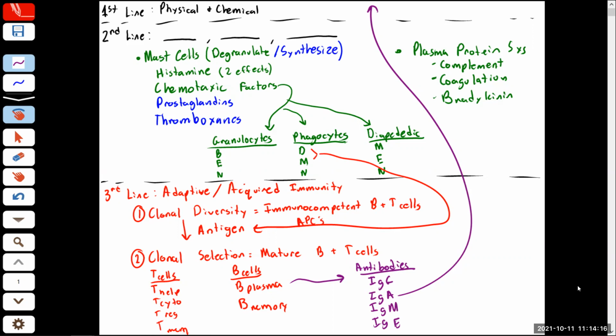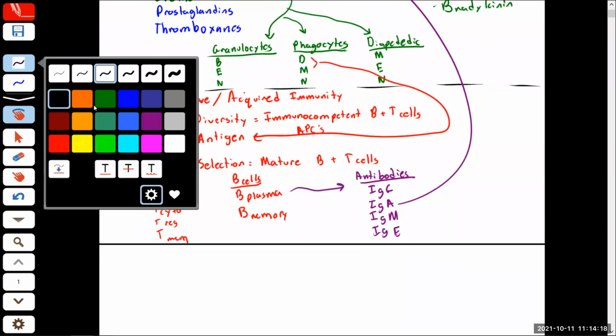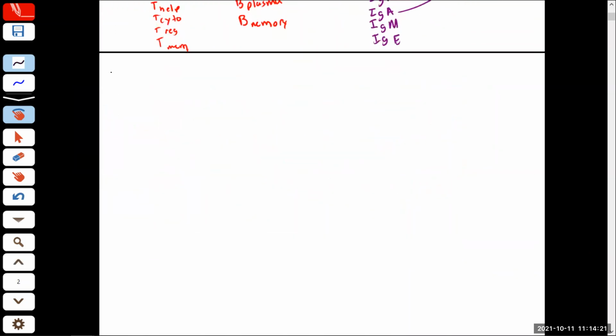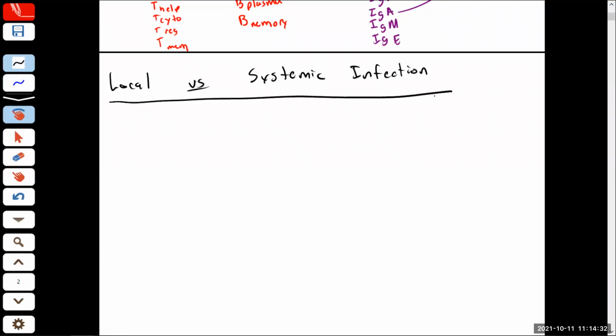I'm going to scoot down a little bit here. I would say other things to mention, I had a second sheet. Local versus systemic infection. Okay, with local, what do you expect? Sharp. What about systemic? I'll leave the keyword up for you guys to look up.